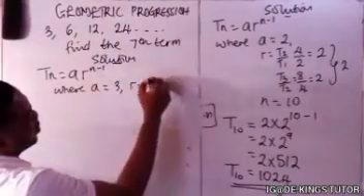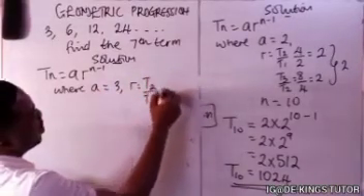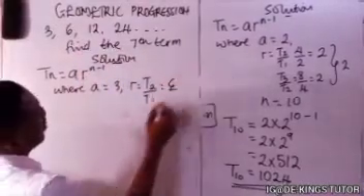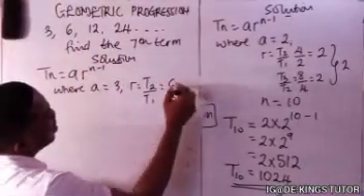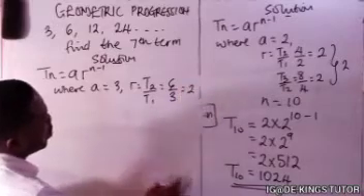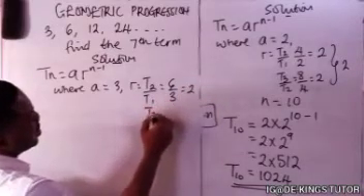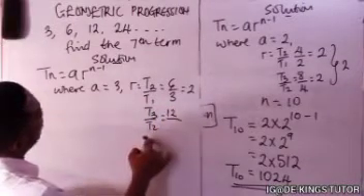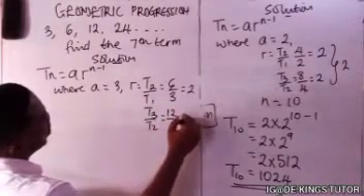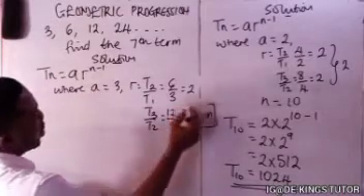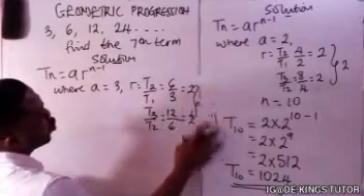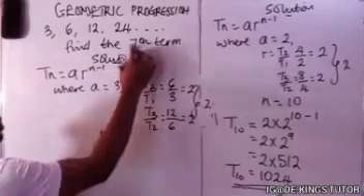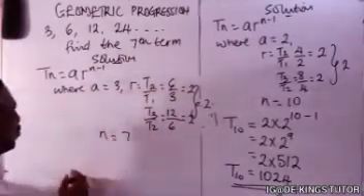To get the common ratio, it is T2 divided by T1. T2 is 6, divided by T1 which is 3. 6 divided by 3 is 2. So we'll try another one: T3 divided by T2. T3 is 12, divided by T2 which is 6. 12 divided by 6 is 2. So our common ratio is 2. Then our n is the number of terms they're asking us to find, which is 7.